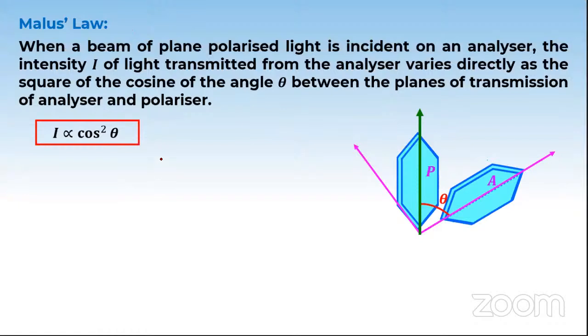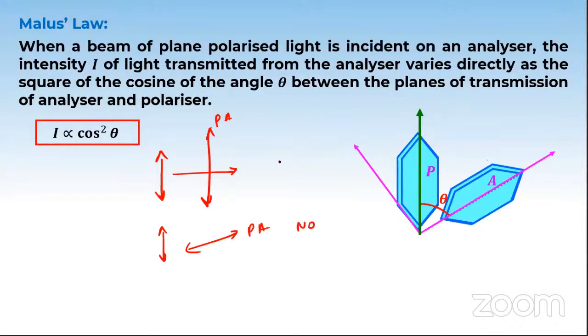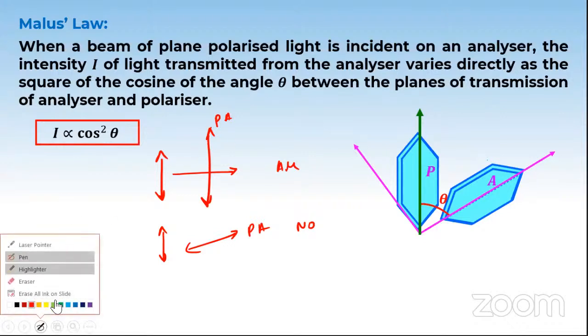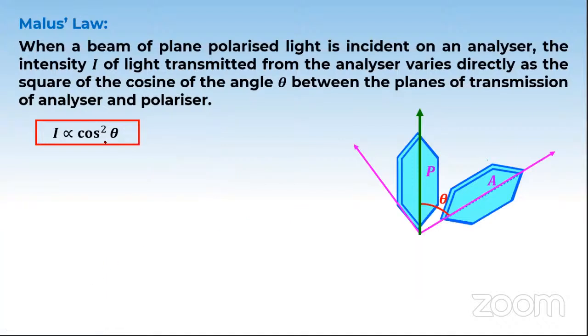We already know that when the light wave and the polarizing axis are parallel to each other, the light will pass through it. When the light and the polarizing axis are perpendicular to each other, no light is going to pass through it, right? Therefore, I can understand by concept that somehow it depends on the angle. Malus's law was derived by a person called Malus, and he gave this definition: the intensity of the outgoing light is proportional to cos square theta.